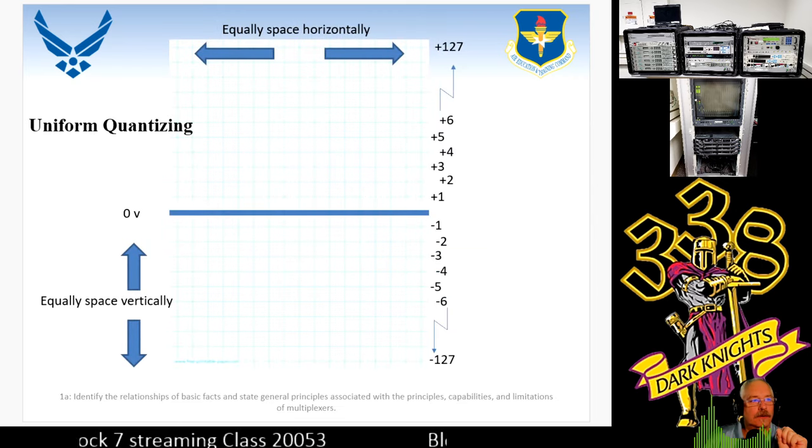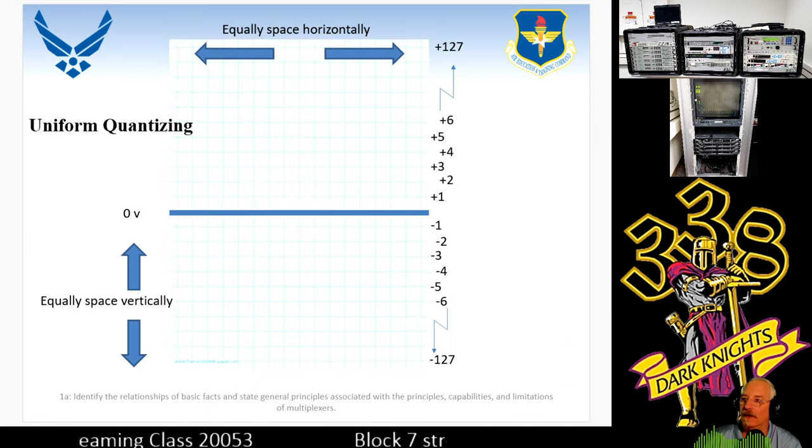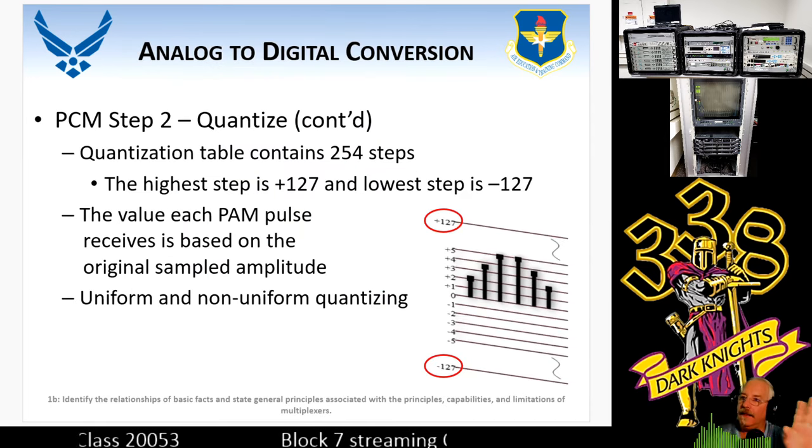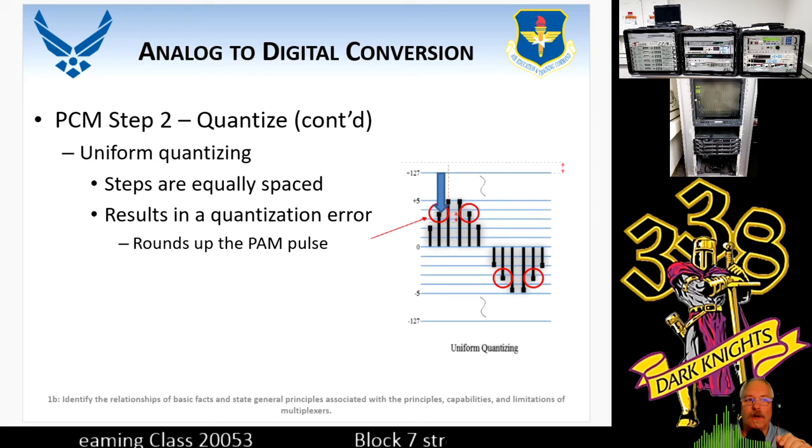So when we come back to the quantization table, you can see the steps, 127 to the positive, 127 to the negative. And we're going to apply that analog signal where those pulses are on this quantization table. When we look at it, we have uniform quantizing. And again, each one of these are spaced equally as far as the vertical scenario goes. Still the same horizontally. The problem that we have is if a pulse falls between the decimal lines, we're going to get a quantization error.